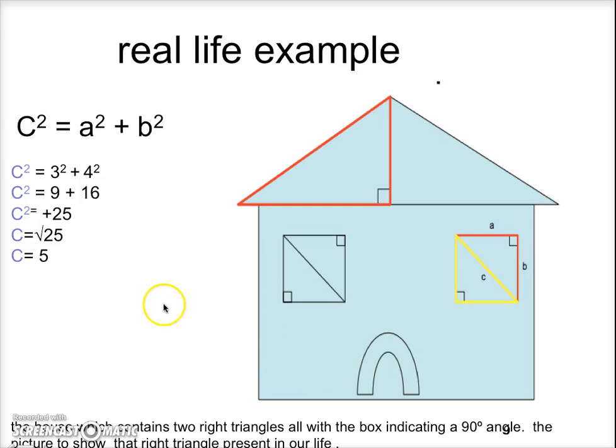Real life examples. C squared equals a squared plus b squared. Now, to find this side right here, the hypotenuse, which is c here or here in any triangle. Although we cannot do this one because we do not know if it is a right angle or not, because it does not have the box in the corner of the legs.